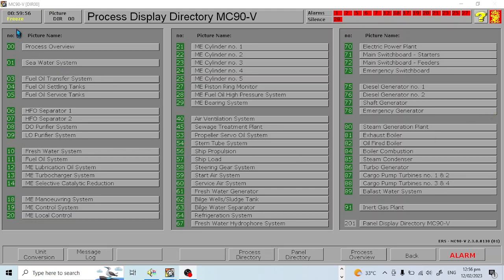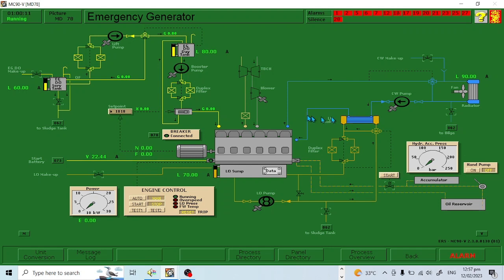We will now run the simulator. From freeze, we will press F1. As you can see, from freeze, the simulator is now running. And then we will choose this emergency generator, and now we will be directed to the emergency generator display.